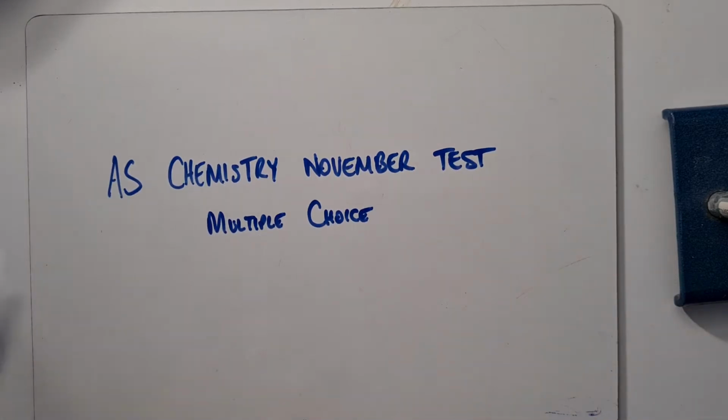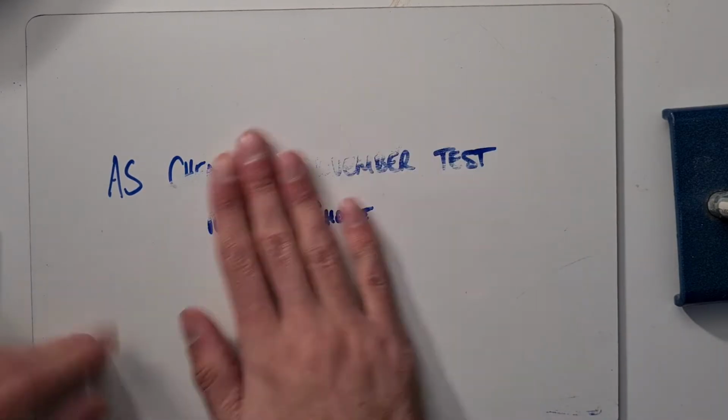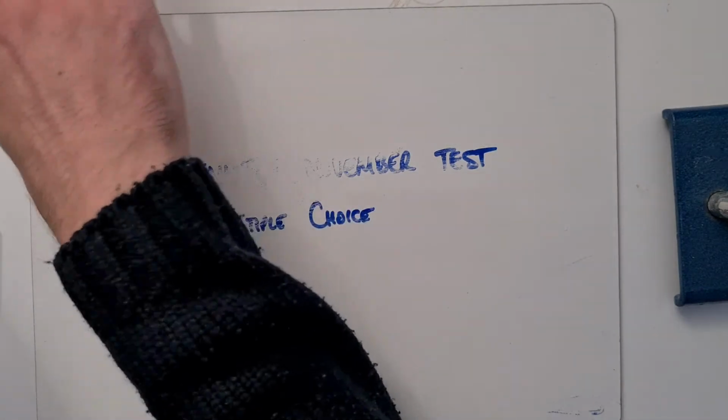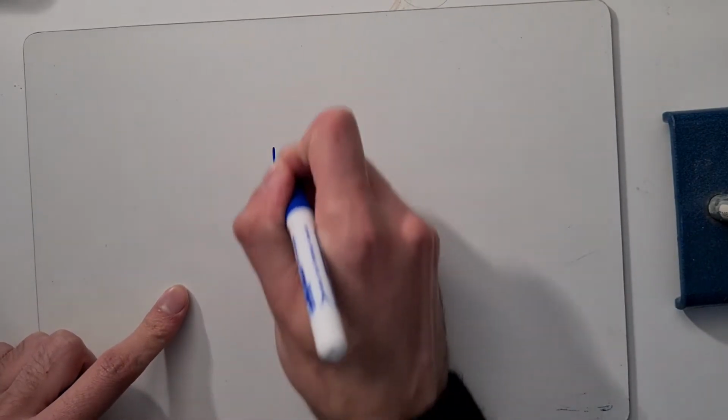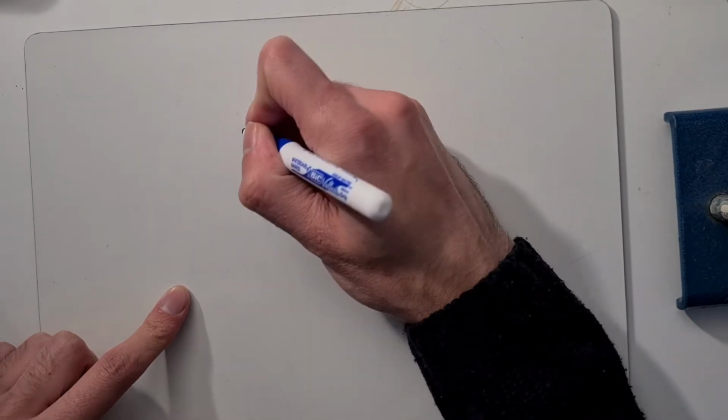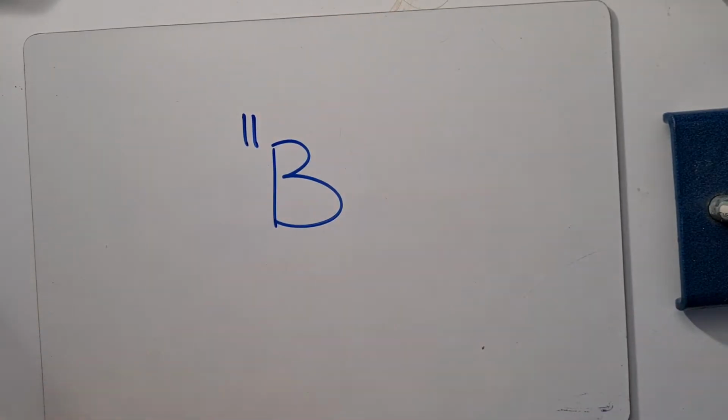Hi comrades, in this video I'm going to be going through the multiple choice questions from the AS Chemistry November test. It starts with: how many neutrons does the isotope boron 11 have? It's told us that it's boron and that its mass number is 11.